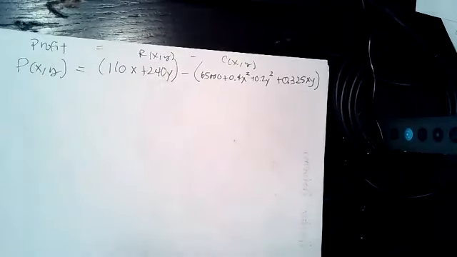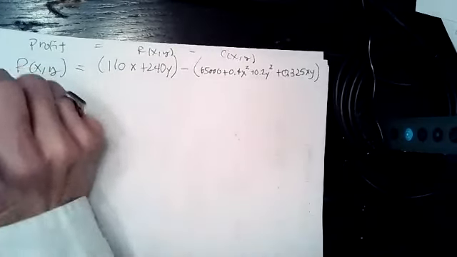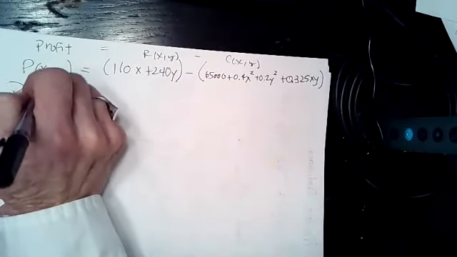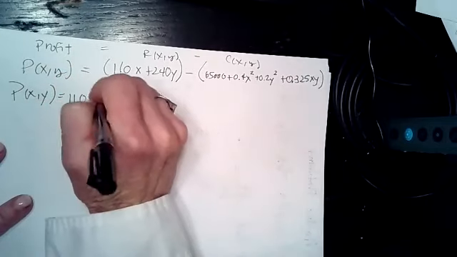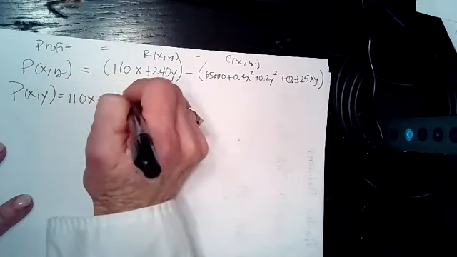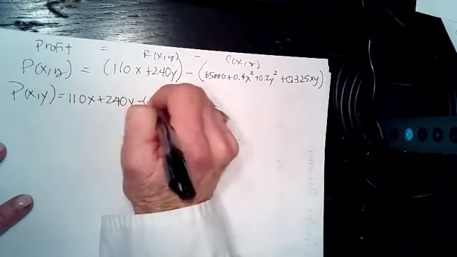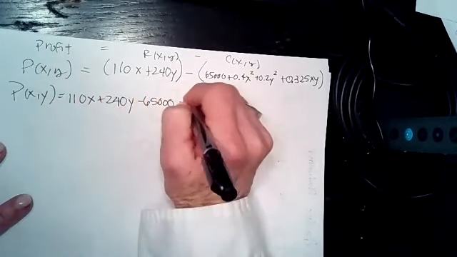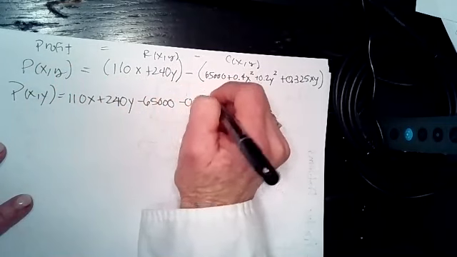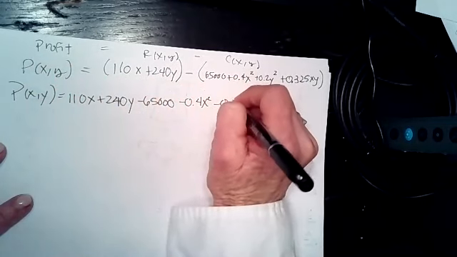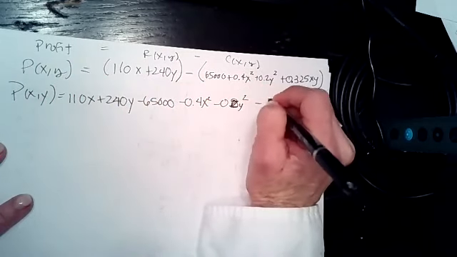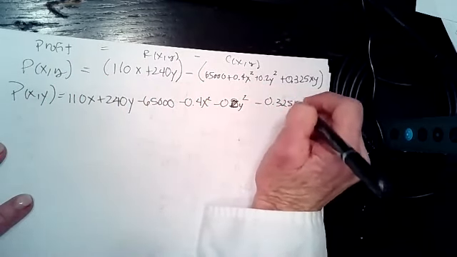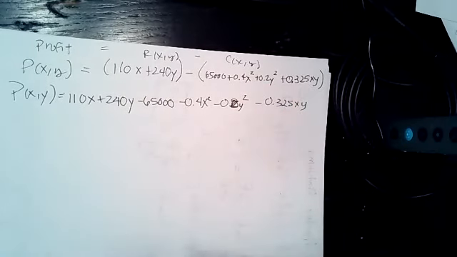And now I do revenue minus cost. So my profit function is 110x plus 240y minus 65,000 minus 0.4x squared minus 0.02y squared minus 0.325xy. And I don't think I have any like terms, okay?